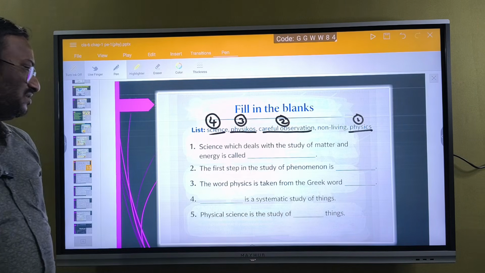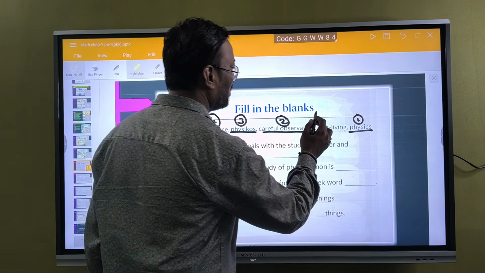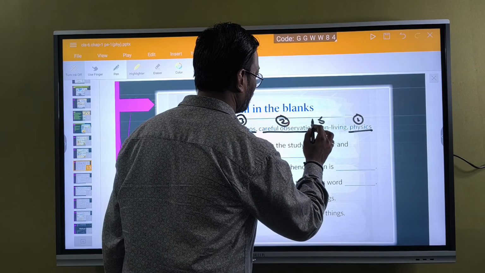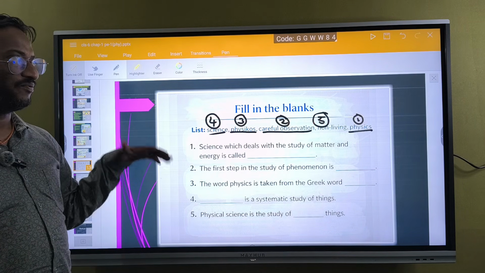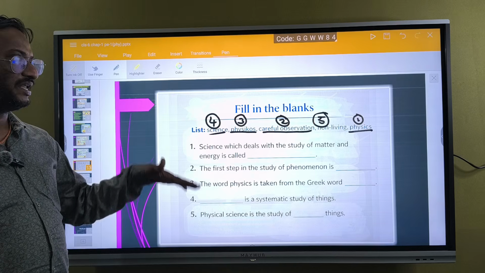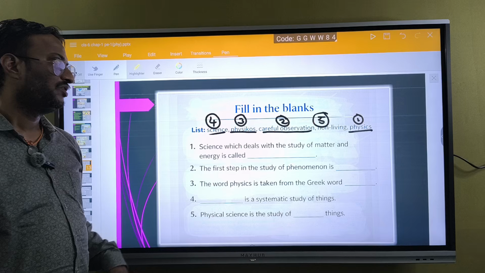Systematic study of science. And physical science is the study of non-living things. So this is the fifth one. If you have read the concept well, before answering these questions, try to pause it and do it yourself.